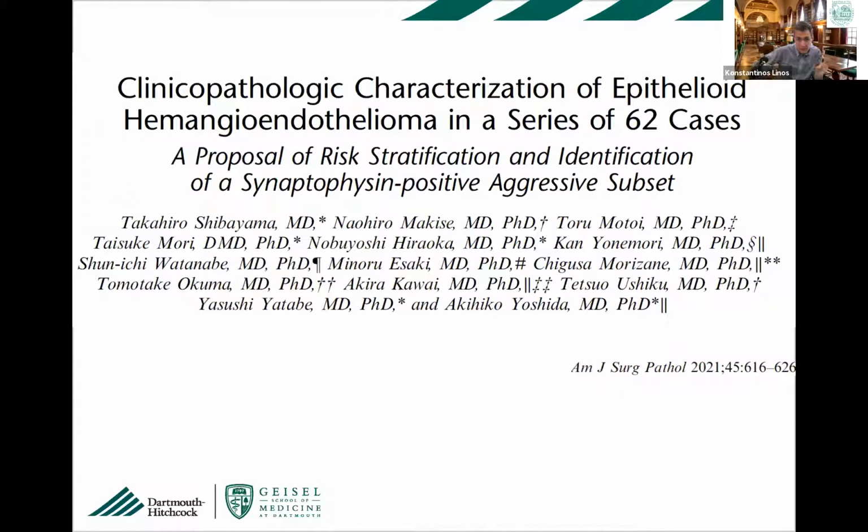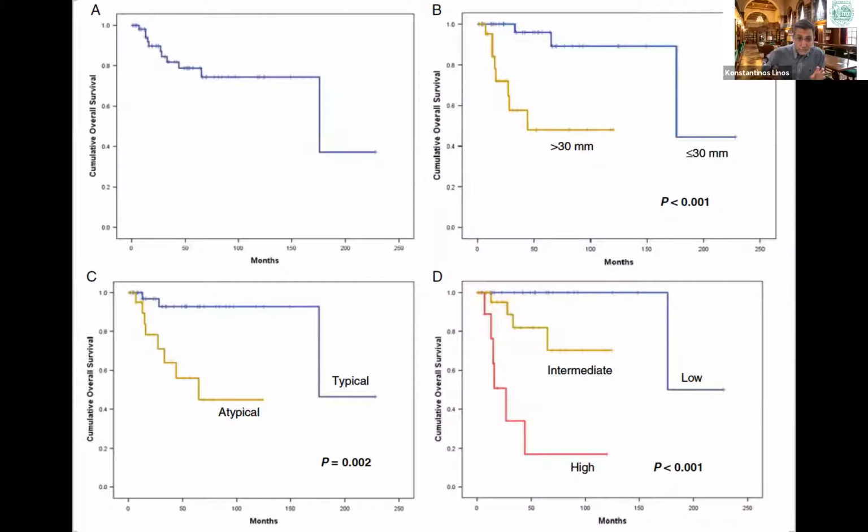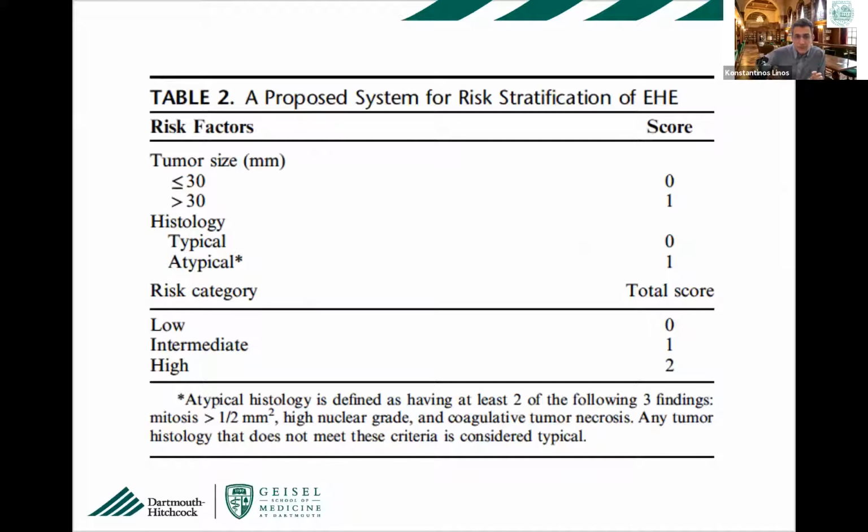And then, the new paper last month in the American Journal of Surgical Pathology, people looked at risk stratification and made a new proposal. They found that tumors that are more than 3 centimeters and have more than 1 mitosis per 10 high-power fields, and show high-grade nuclear features, behave more aggressively. So they were high risk. They proposed a new stratification system with tumor size, histology, and then put it in categories.